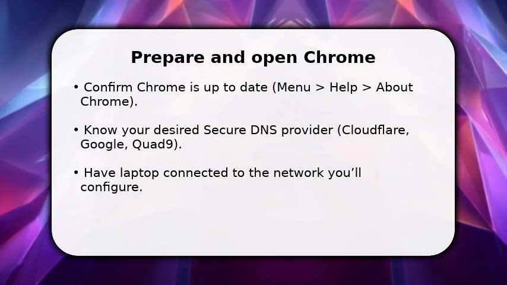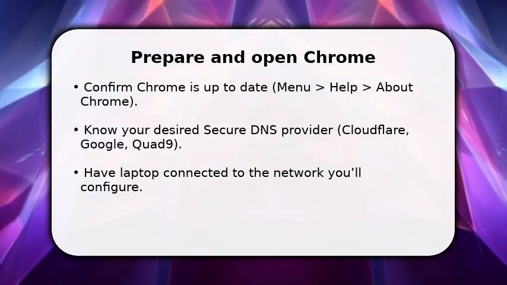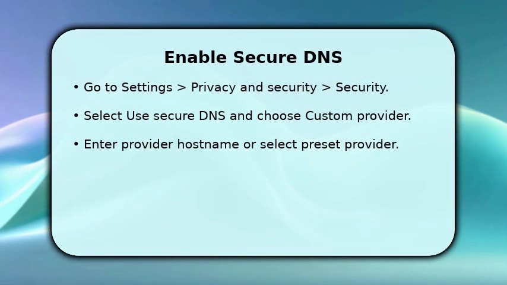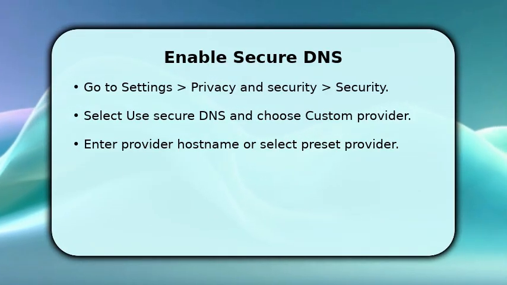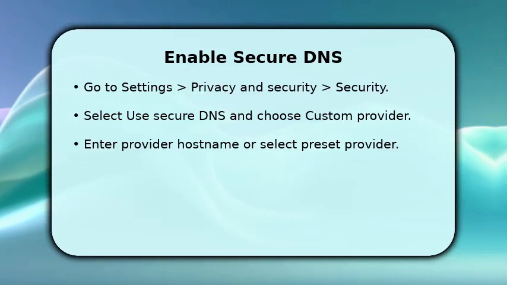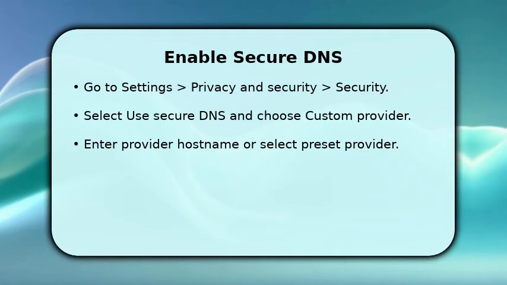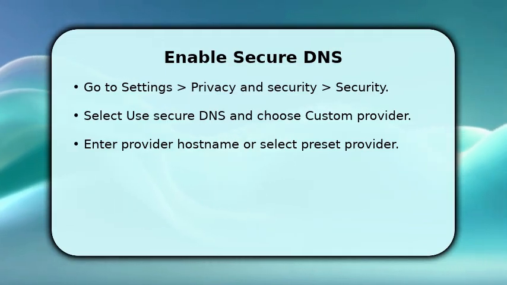Now navigate into Privacy and Security and open the Security panel. This is where Chrome exposes Secure DNS controls. Select Use Secure DNS to enable DNS over HTTPS, then pick either a preset provider from the list or choose Custom and type the provider hostname exactly.